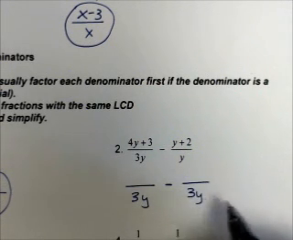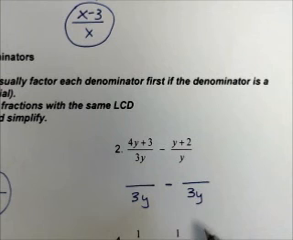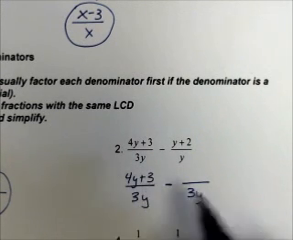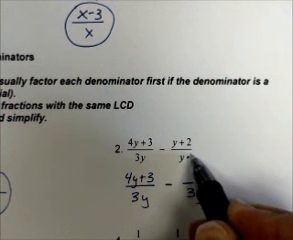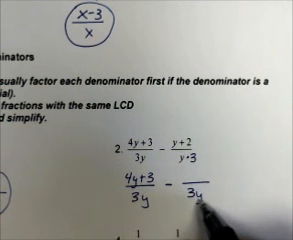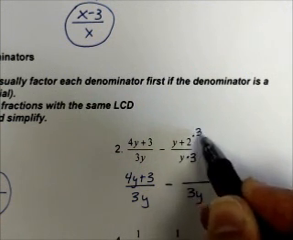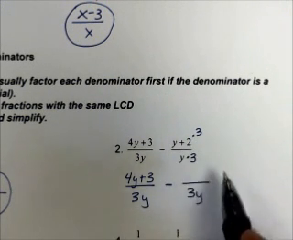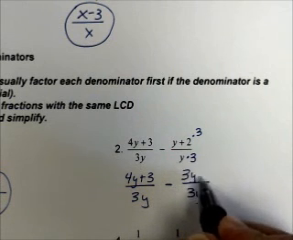So we're simply writing equivalent fractions with a denominator of 3y. This one, just bring down the numerator. And here we need to multiply y by 3 to get 3y. So I do the same to the numerator. And make sure you're distributing. This is 3 times y plus 2. So that would be 3y plus 6.